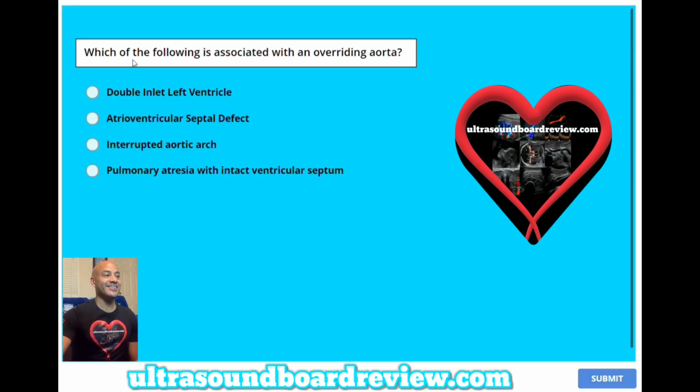Question 115. Which of the following is associated with an overriding aorta? A, double inlet left ventricle, B, atrioventricular septal defect, C, interrupted aortic arch, or is it D, pulmonary atresia with an intact ventricular septum?